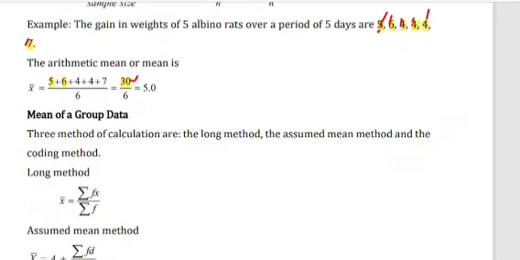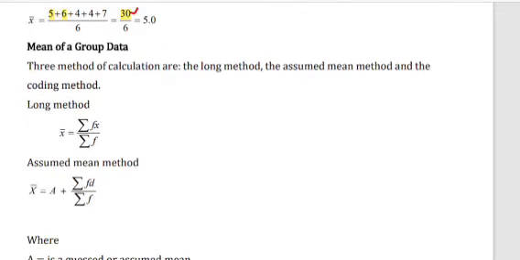Now let's go to mean of group data. The mean of group data is given by x-bar, that's what it's called. That's the symbol for mean. It's pronounced x-bar. That's the pronunciation of this symbol here. x-bar is equal to summation fx divided by summation f.